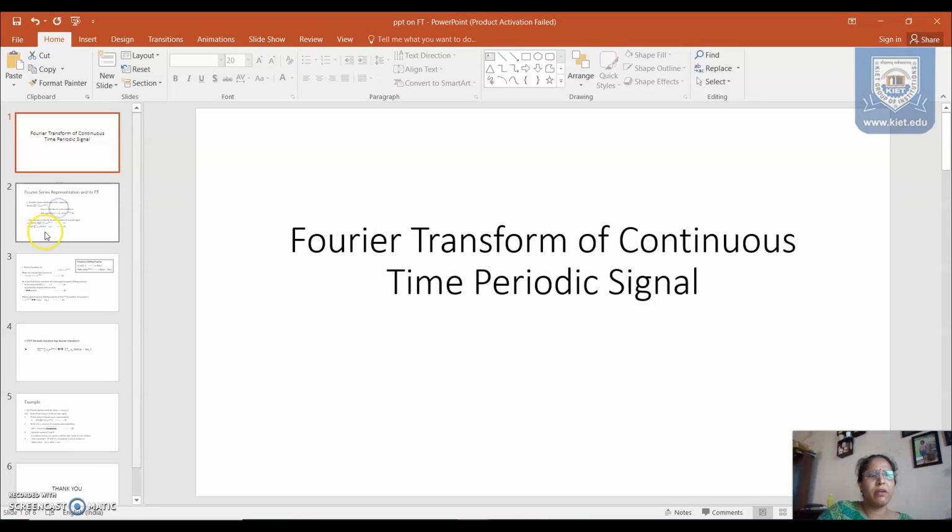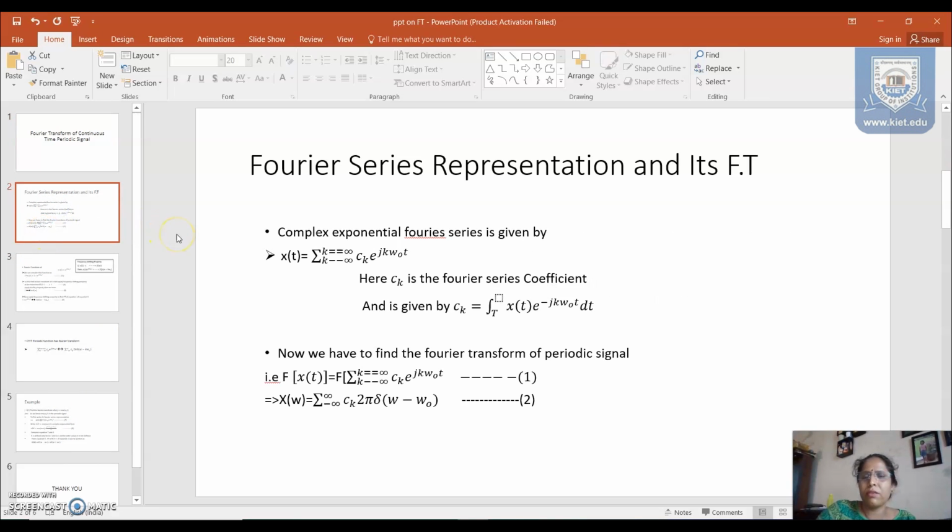In the second slide, we have discussed the Fourier series representation and its Fourier transform. When we talk about periodic signal, then Fourier series comes into existence, because Fourier series is basically used to represent the periodic signal. There are two types of representation. One is complex exponential Fourier series representation and second is trigonometric representation.